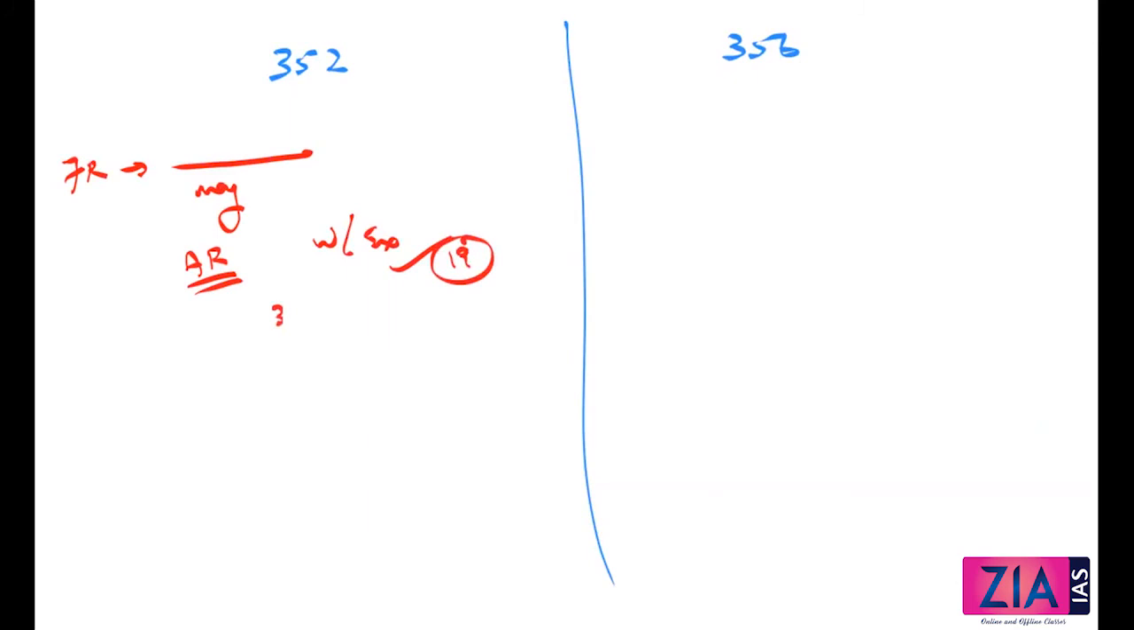Then under 359, it can suspend the enforceability also. Here, no problem with fundamental rights, right? So here there is a parallel power on state list. Here there is the complete power with the state list.